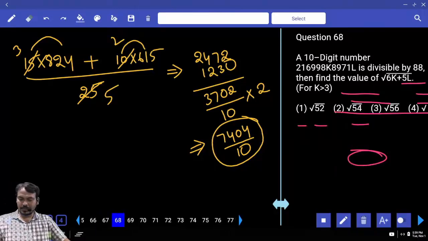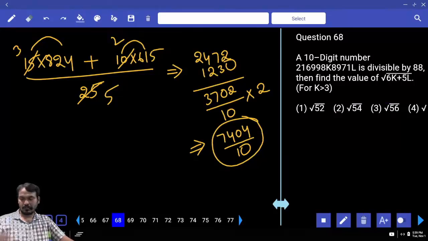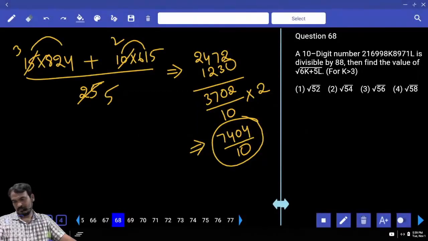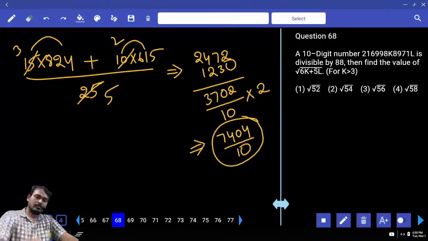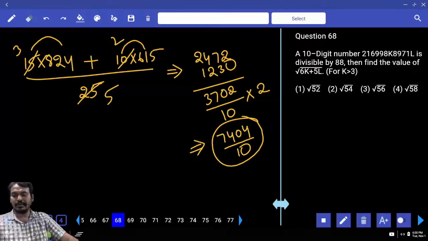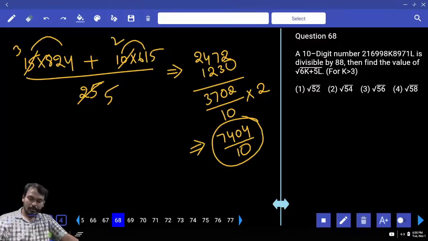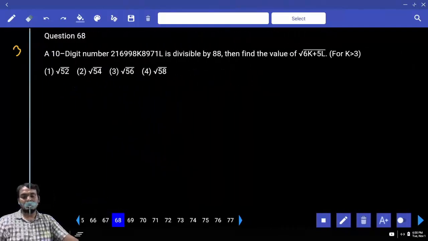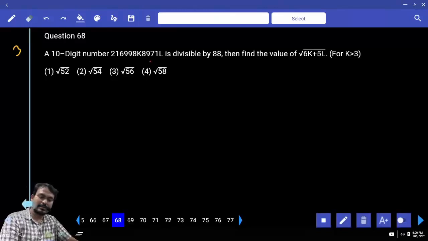Next question number 68. A 10-digit number 21699 8K 8971L is divisible by which one? 88. It is divisible by 88 means it must satisfy the divisibility rule of 11 and also 8. Okay. What is the divisibility rule of 8? Last 3 digits. What are the last 3 digits?